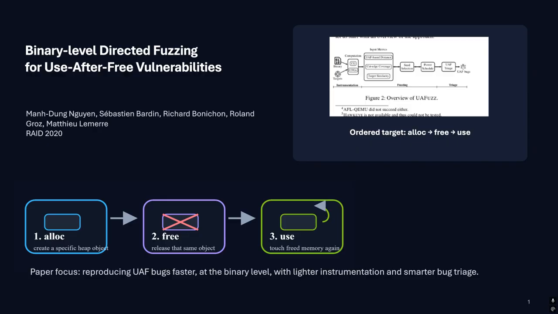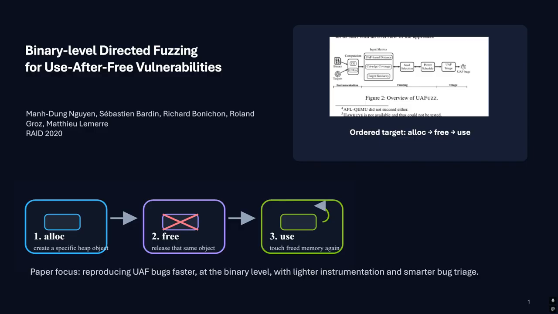So instead of just randomly mutating inputs and hoping for the best, or even just steering towards some target code location, UAFuzz tries to guide execution towards the actual pattern that creates the bug. That's a really big theme of the whole paper. You know, not all bugs look the same, so fuzzers should not treat them as such.